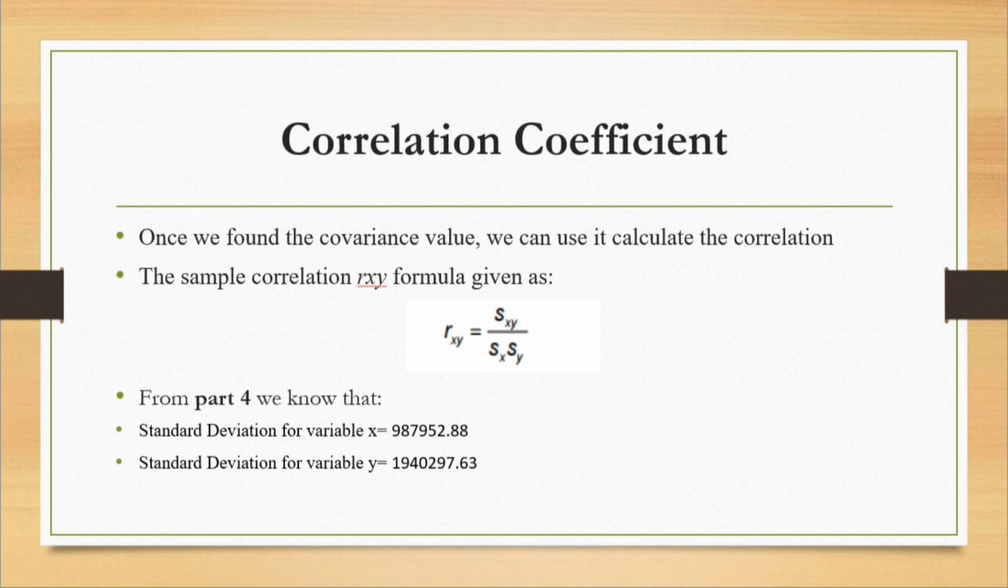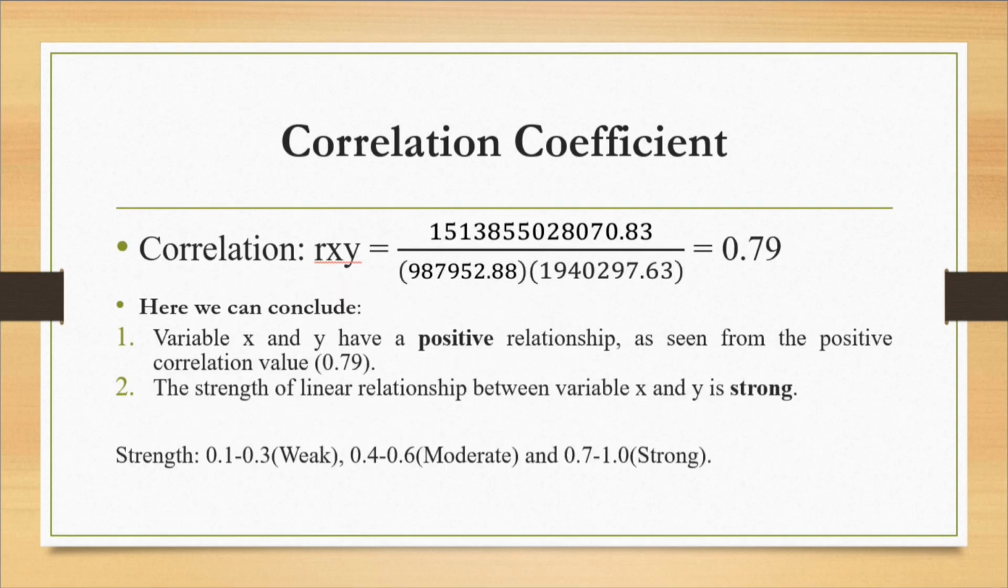Once we found the covariance value, we can use it to calculate the value of the correlation coefficient. The sample correlation r_xy is given as the sample covariance divided by the standard deviation of variable x multiplied with the standard deviation of variable y. Using the formula given, we get that the correlation value is equal to 0.79. So here we can conclude that variables x and y have a positive relationship as seen from the positive value. Therefore, both x and y are directly related. When one value goes up, so does the other value. Also, the strength of the linear relationship between variables x and y is considered strong because it is larger than 0.7.